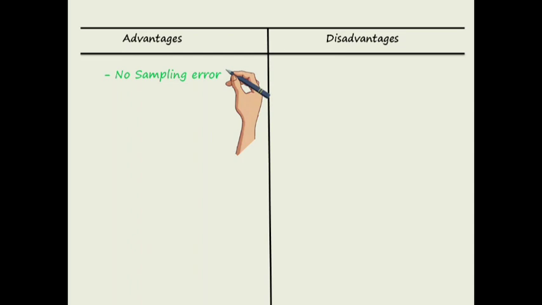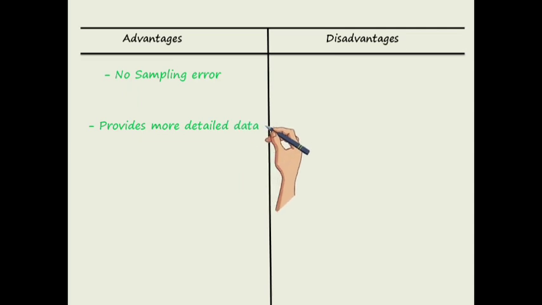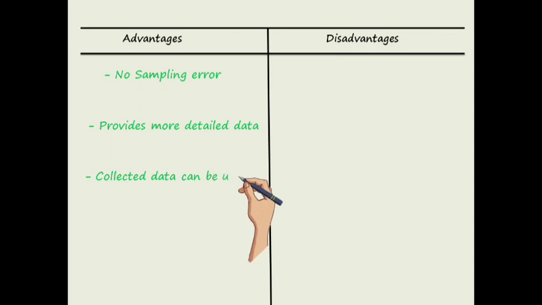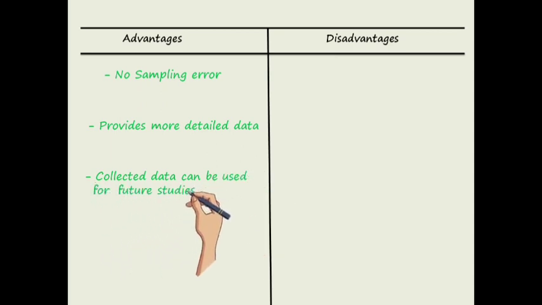A census provides more detailed data. Because a census collects data from every member of the population, it can provide granular information on various demographic, socioeconomic, and other characteristics. Another advantage of the census method is that collected data can be used for future studies. Census data serves as a baseline for future studies by providing reliable information about the demographic, social, and economic characteristics of a population at a specific point in time.